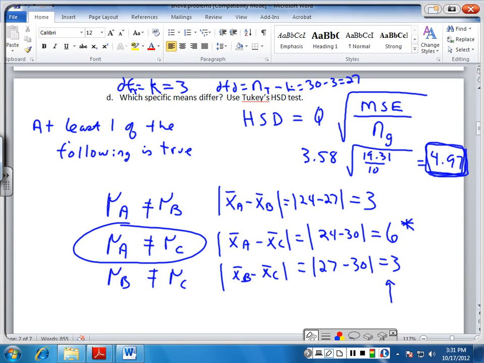On the other hand, even though they differed by 3 in the sample, it's not enough to say that the population means between advanced and intermediate were different, because it did not exceed this cutoff value of 4.97. The same goes for intermediate and beginner, groups B and C. We simply didn't have enough evidence to conclude that the population means differed.